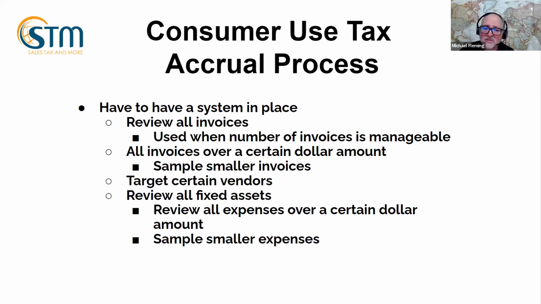You also may want to target certain vendors. Some vendors get this wrong all the time. And if you've identified a vendor as getting it wrong all the time, then you'll want to make sure that you review all of the invoices from that specific vendor. You want to make sure you're reviewing all your fixed assets, review all expenses over a certain dollar amount, just like we talked about, and then sample smaller expenses. So lots of ways to do this, but I strongly believe that you have to have some sort of process to account for this. The stakes are too high if you don't, if you're making a lot of purchases.